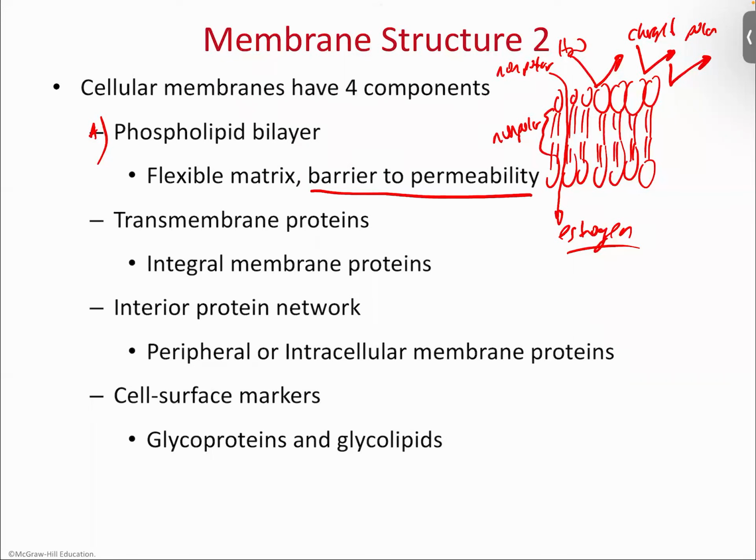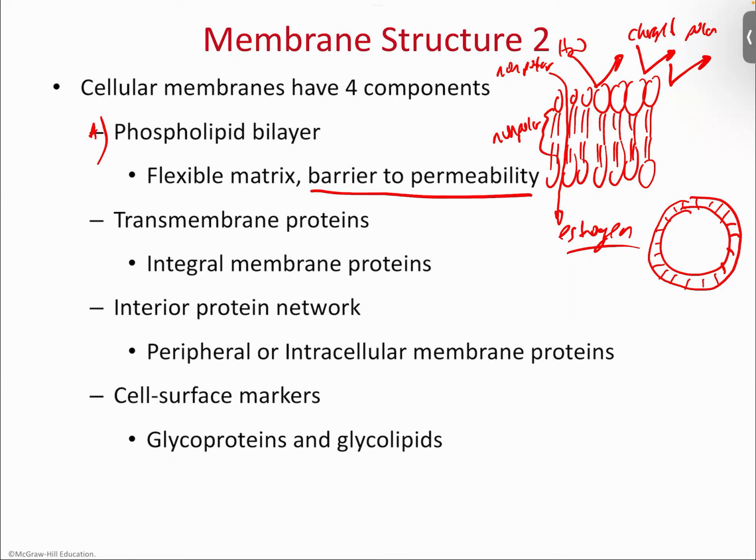Okay, so here's the problem, though. Think about this for a second. You've got this circle, and that's what your lipid bilayer is at this point. We got that one for free. We learned about that one in chapter 3, didn't we? So here's the question. You've got to get stuff in and out of you. Most of your chemistry is aqueous, meaning it's water-based. That's your main solvent, right?